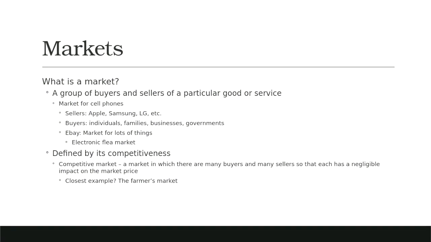In another example, eBay is kind of a market for a lot of things, right? It's an electronic market. So buyers and sellers come and offer their goods. Fundamentally, markets are defined by their competitiveness. And what we mean by this is that competitiveness is largely defined as the power of producers versus each other, and the power of buyers versus each other.